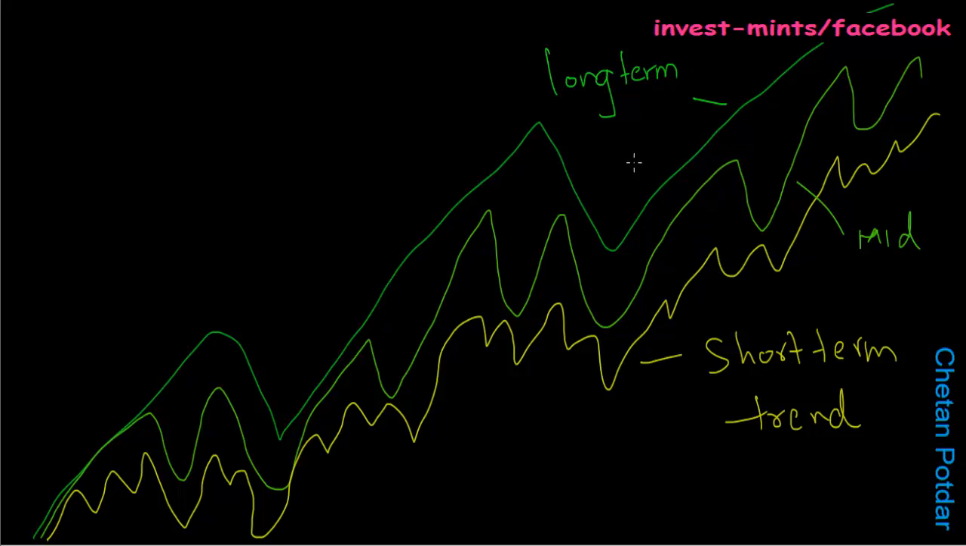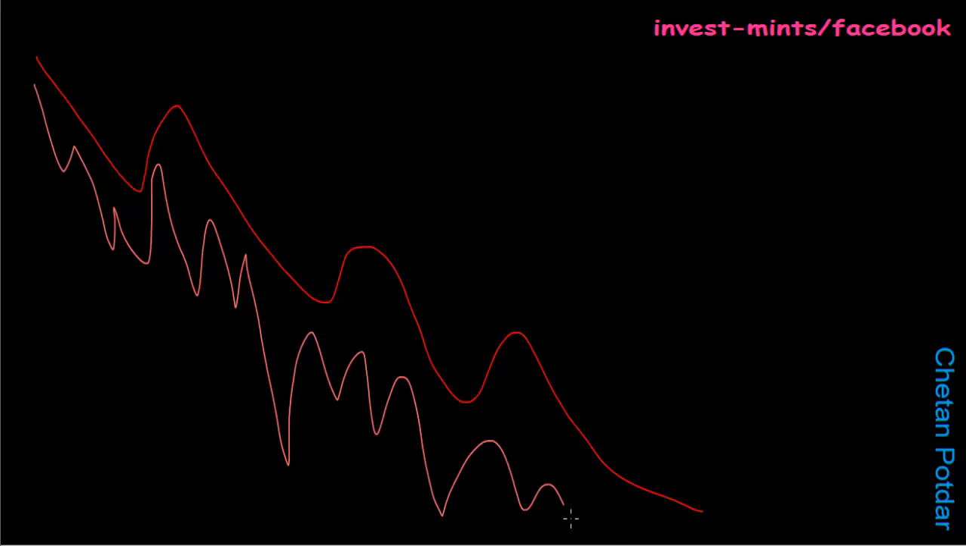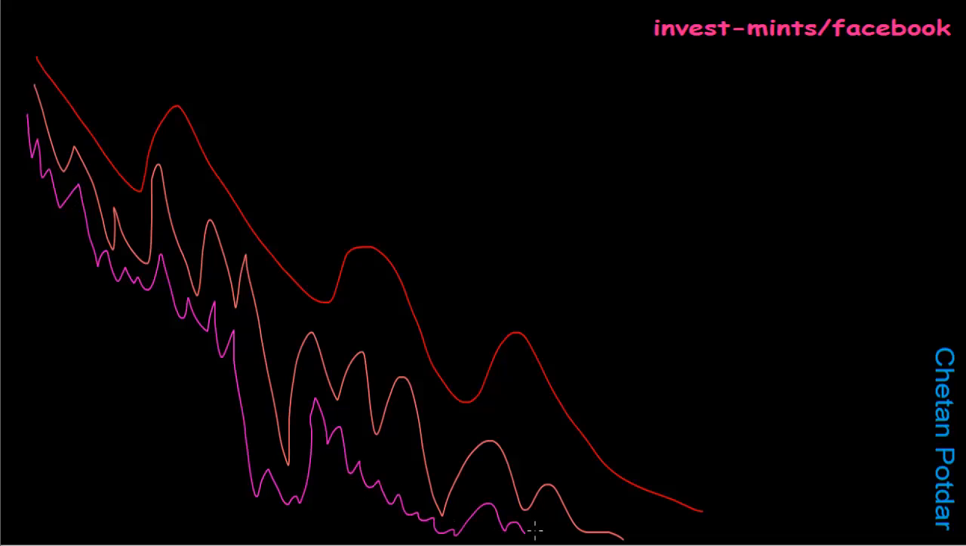Now, similarly, we will have the same thing in a downwards direction. So very quickly, let me draw a downtrend for you, and this is how a downtrend is going to look like. Yeah, lower tops, lower bottoms. Yeah, and this is how a midterm trend would look like. This is how a short-term trend would look like. Right? So this is a long-term trend, this is mid-term trend, this is short-term trend.